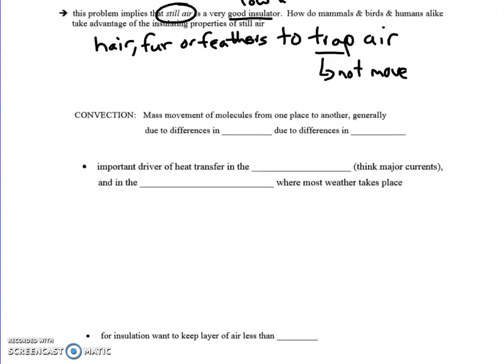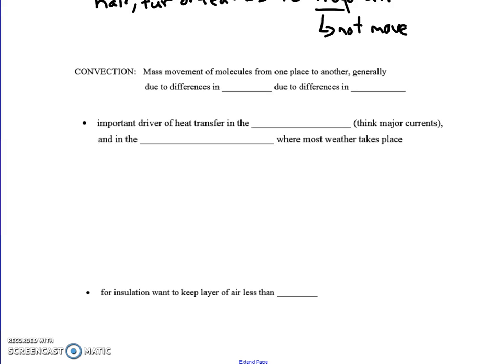Okay, so we'll finish up. Let's talk about the last one, and that is convection. Again, it looks like my diagrams did not copy over, so I'll leave it to you to look at yours. So what distinguishes convection from radiation? Radiation is just electromagnetic radiation coming off an object where there's no material between. There can be, but there doesn't have to be. Conduction is literal contact between your hot body and your cold body. Convection is the mass movement of molecules from one place to another. So you're literally having an air mass or a water mass move, generally due to differences in density, due to differences in temperature.